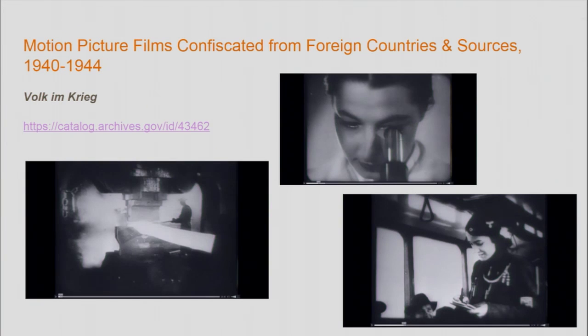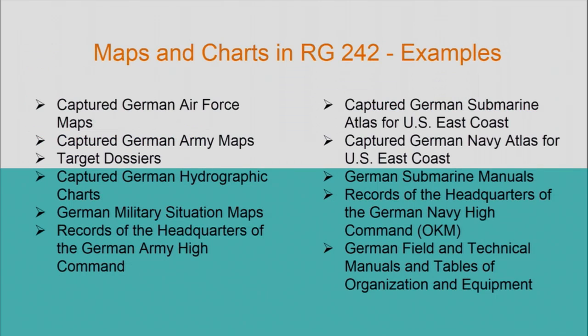So we've talked about the textual records, the microfilm and the analog or paper versions. So we've talked about sound recordings, moving images. There are also maps and charts. Most of these are related to the military in some way. There are hydrographic charts. There are charts and maps from the Air Force, from the Navy, from the Army.